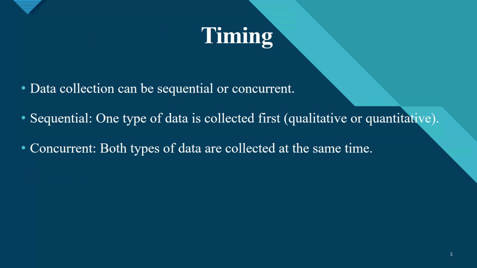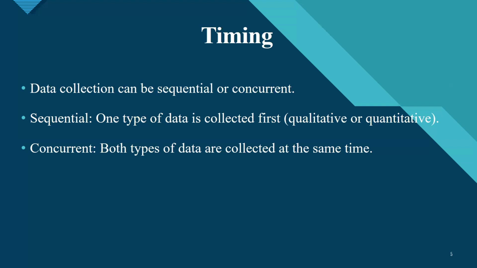A major decision researchers face is whether to collect data sequentially or concurrently. Sequential data collection means gathering one type of data first, either qualitative or quantitative. For example, researchers may start with qualitative interviews to explore a topic and then use those insights to design a broader quantitative survey.